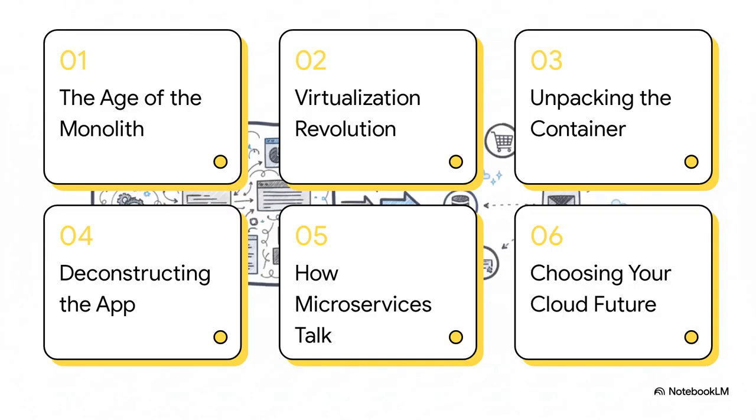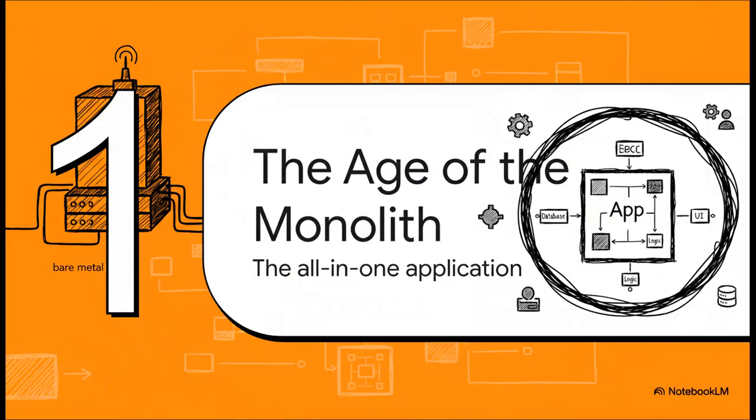So here's our game plan for this explainer. We're going to trace exactly how we solve these problems step by step. We'll start in the age of the monolith, then witness the first big breakthrough with the virtualization revolution. After that, we'll unpack the magic of containers and then deconstruct the application itself into what we call microservices. Finally, we'll see how these services talk to each other and what it all means for your future in the cloud. Okay, let's officially kick off our journey back in the age of the monolith.